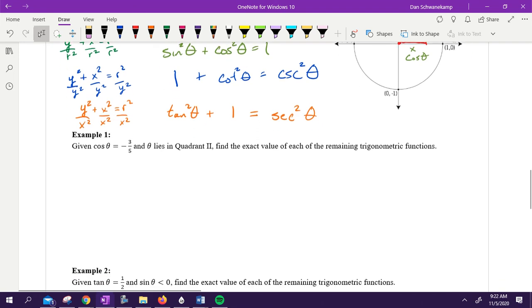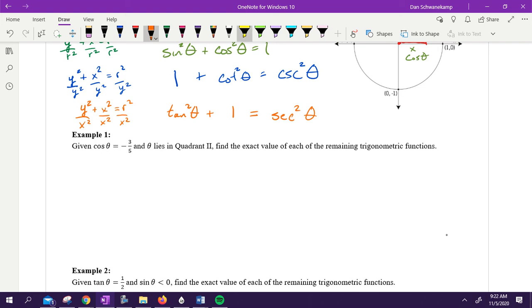So let's look at example 1. Cosine of theta is negative 3/5. Okay? We lie in the second quadrant. Find the exact value of the remaining trig functions. 99% of the time, I would tell you to do this problem by doing x, y, and r, just like we did in Bell. That would make total sense. But you could do it with Pythagorean identities and get the same answer.